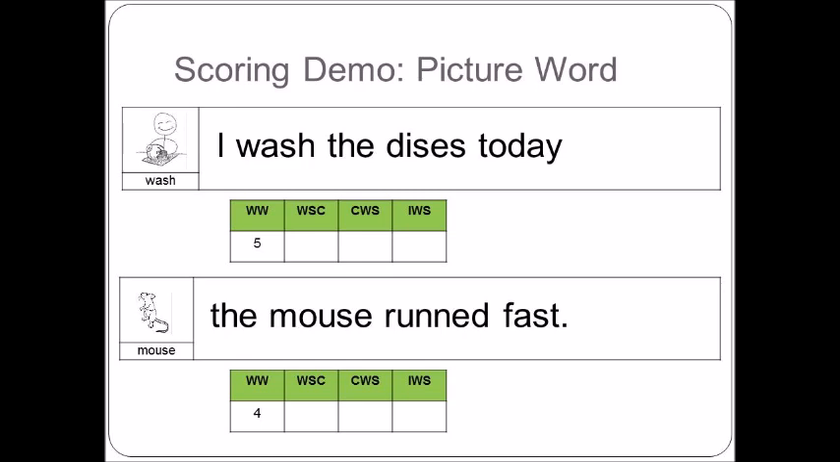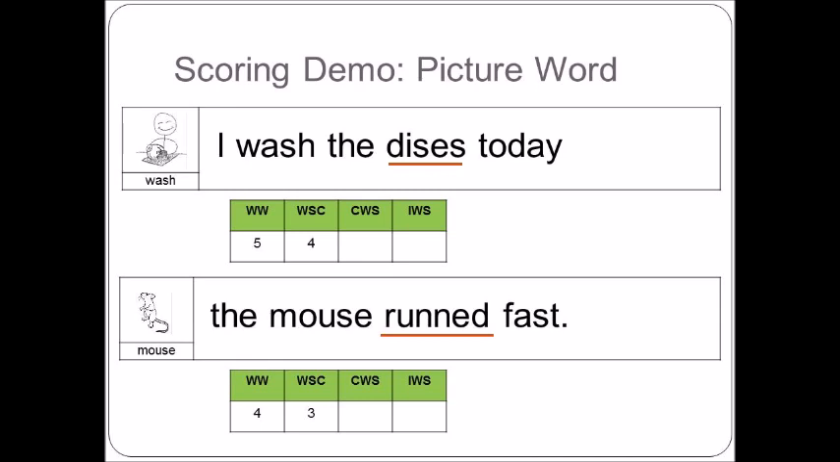When we do this, we score the words just like a spell checker would. We can see that dishes in the first sentence and rund in the second sentence are both spelled wrong. Now we can count the remaining words in the sample as words spelled correctly. The first sentence has 4 words spelled correctly, and the second sentence has 3. Next, we will count correct word sequences.